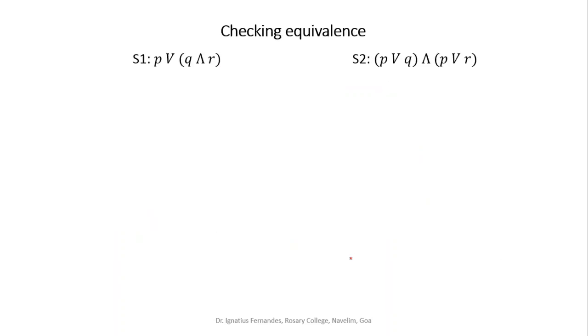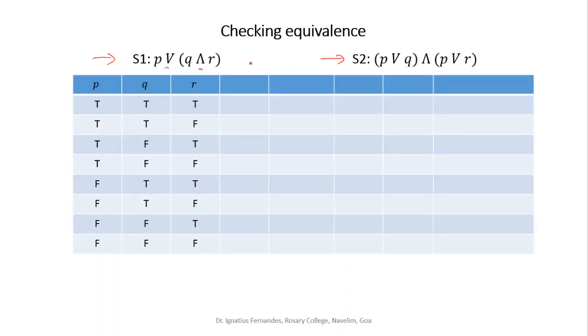Let us consider an example where I have three simple statements. I have so far considered only two simple statements, two statement variables. Now I have P, Q and R. Suppose I want to check the equivalence of S1 and S2. So I have P, Q, R here. I have P or (Q and R), and I have (P or Q) and (P or R). If you recollect, this is one of the distributive laws that we mentioned earlier. We want to basically verify this distributive law, that OR is distributive over AND. This is what we are trying to verify. So for that, we'll write down the truth table.